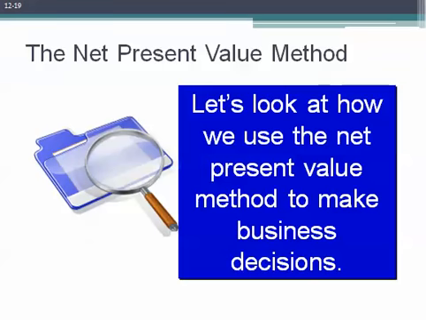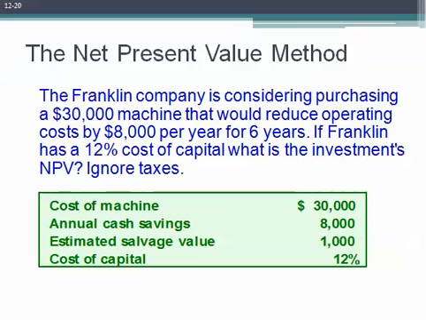Let's go ahead now and look at how we would use the net present value method to make or evaluate an investment decision. Let's assume the Franklin Company is considering purchasing a $30,000 machine that would reduce its operating cost by $8,000 a year for 6 years. If Franklin has a 12% cost of capital, what's the investment's net present value? And in doing this analysis, we're going to ignore income taxes.